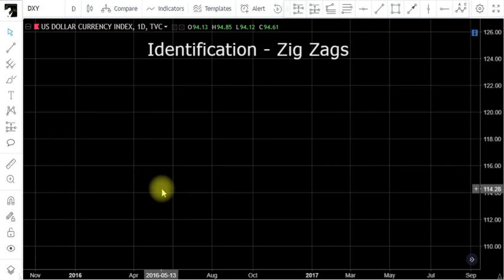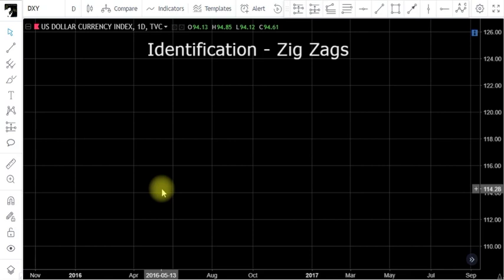Today we're going to look at zigzags, under identification. We're going to take our basic zigzag that we learned about in the basic building blocks series, and go into a live chart and have a look at what a zigzag looks like, so that you know how to identify it. We'll not go any further than that. Remember, this is an accumulative process that we're doing here.